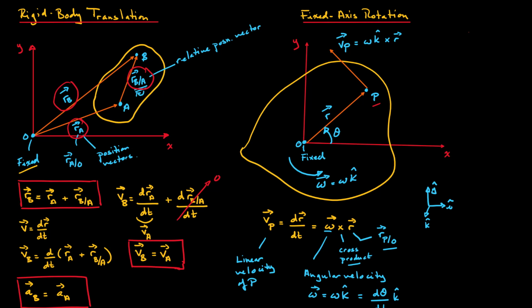And note that the linear velocity is going to be perpendicular to the position vector. So this point P, by definition, for fixed axis rotation, follows a circular path, and the velocity at point P is tangent to that circular path. So what all of this is telling us is that if we know the rate of rotation of the body, we can calculate the velocity of any point on that body.